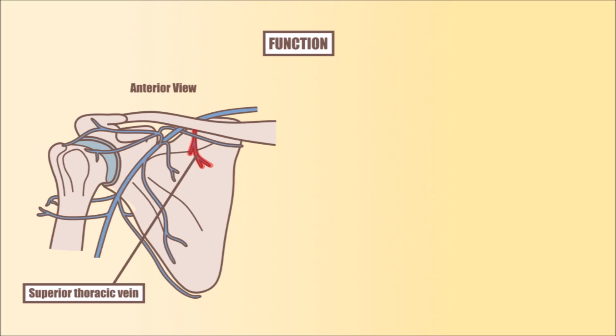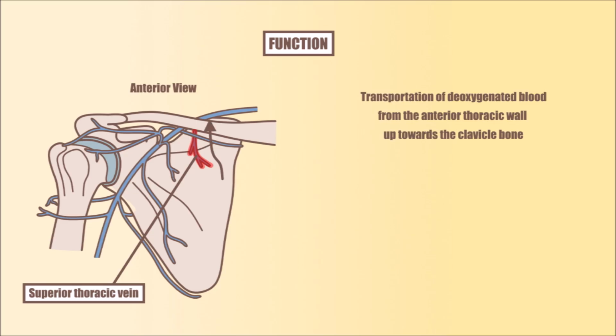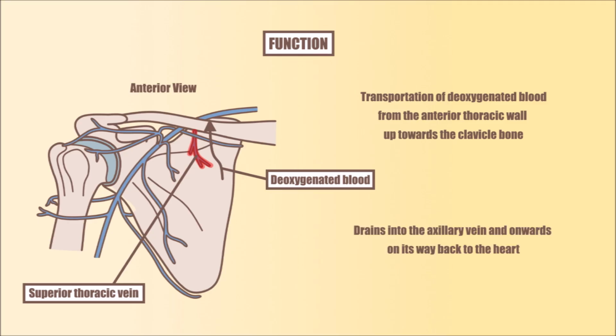What is the function of this vein? This vein primarily functions in the transportation of deoxygenated blood from the anterior thoracic wall up towards the clavicle bone. From here, the blood drains into the axillary vein and onwards on its way back to the heart. And that concludes this video on the structure and function of the superior thoracic vein.